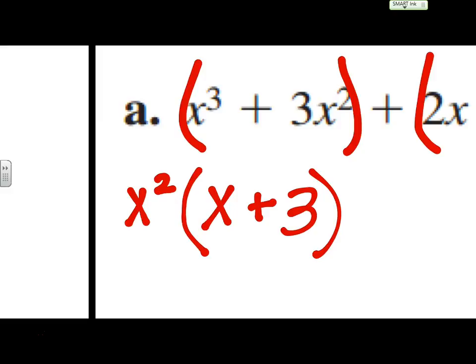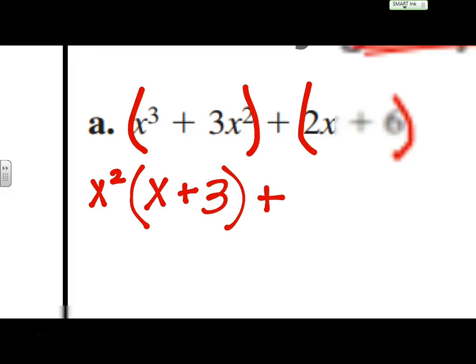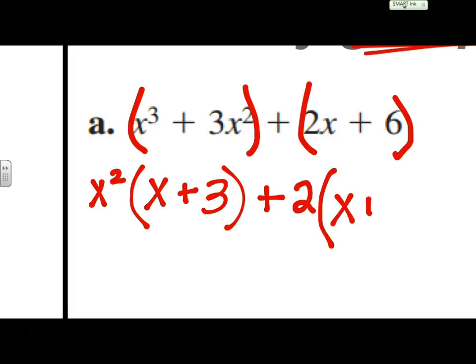Okay. I looked at the first pair, now it's time for me to put a plus. Now it's time for me to look at the second pair. What's in common in the second pair? 2. Now remember, we divide. So that's x plus 3. 2x divided away 2 is just x. 6 divided away 2 is just 3. Now wait. What do you notice is now in common for both of them? X plus 3.